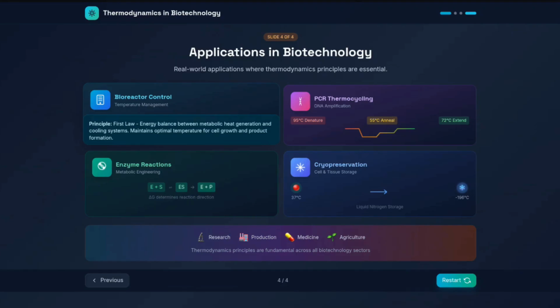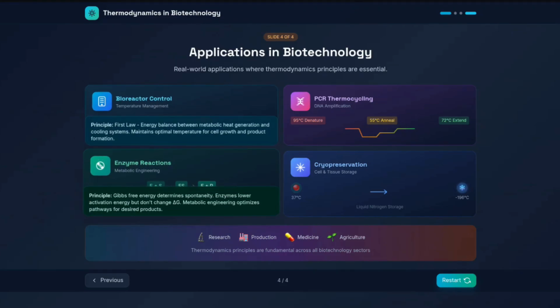Next, enzyme reaction. Enzyme manipulates activation energy, a component of Gibbs free energy, to speed up its reaction without changing the overall spontaneity or equilibrium. As such, we are able to increase specific enzymatic reactions.